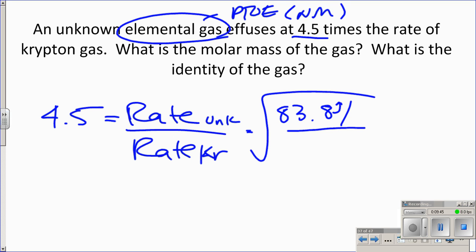83.8-ish, so you said grams per mole, over x. Good, you don't know this one, because that's what you're solving for, right? So we're solving for the molar mass of this unknown gas. All right, so 4.5 is equal to this square root thing.